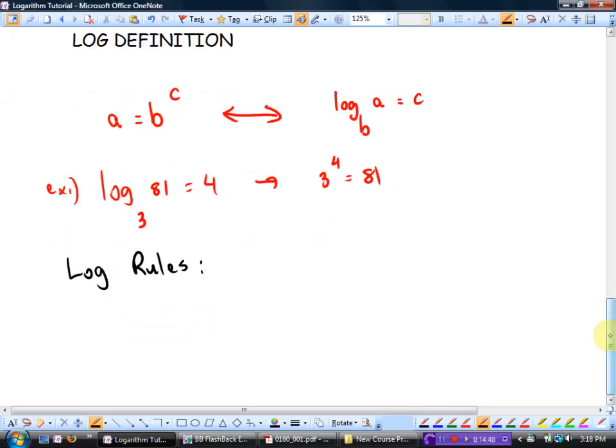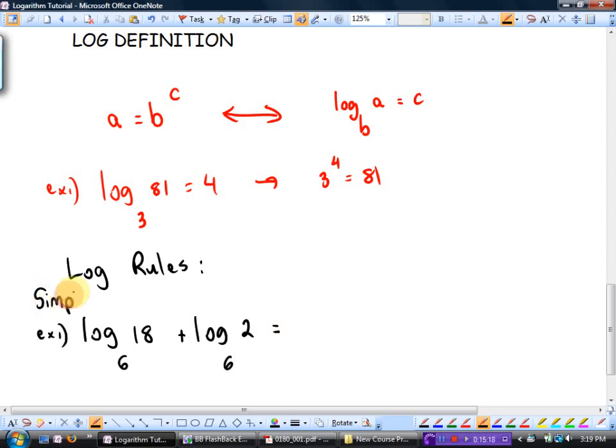The log rules. And what I'll do is I'll do an example, and then I'll do the generic one beside it so you can kind of see a before and an after. So one of the things we said was something like this. The log base 6 of 18 plus the log base 6 of 2. I would say, simplify.